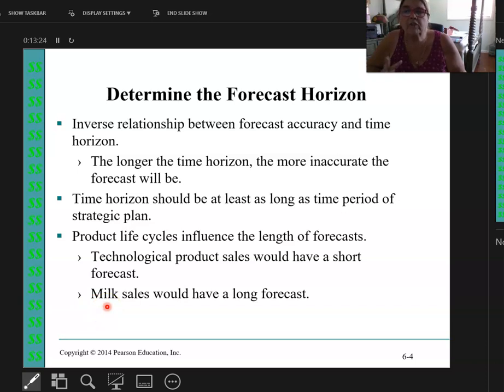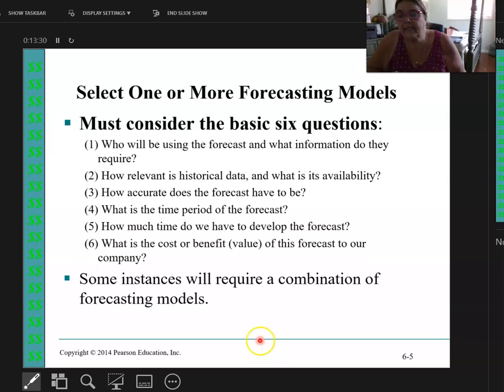Okay, so now that we've looked at the first two processes, we're going to decide how to select one or more. And yes, there's always a method to selecting. So we're going to talk about these 6 questions that you're going to ask. Who's going to be using it and what information do they need? Because that makes a big difference. Historical data, is it relevant? How accurate does it have to be?